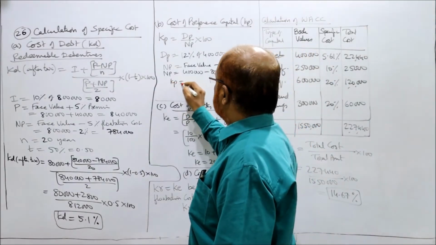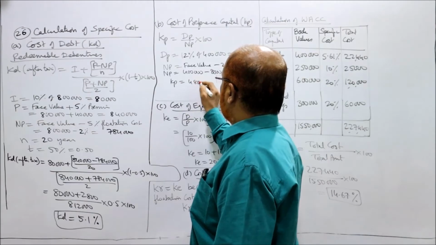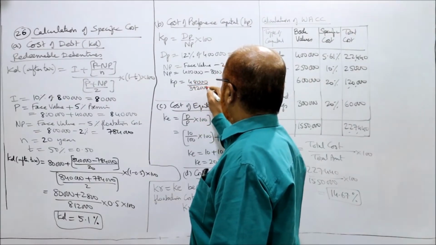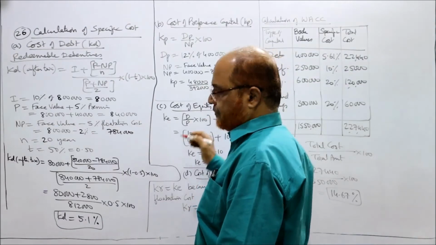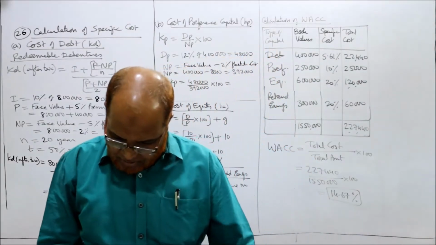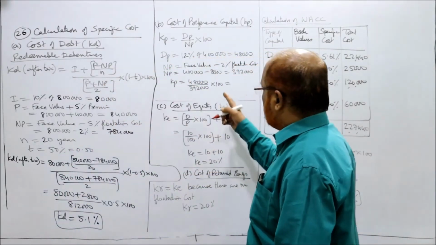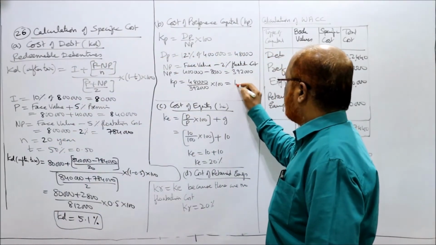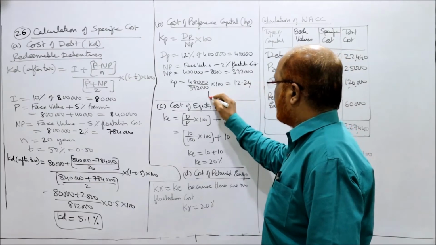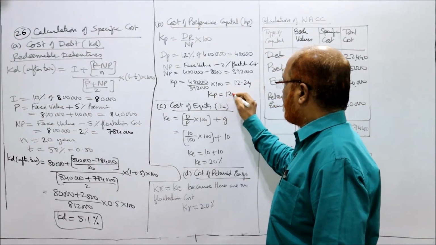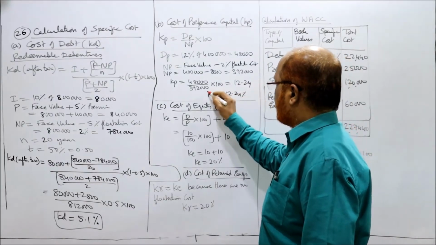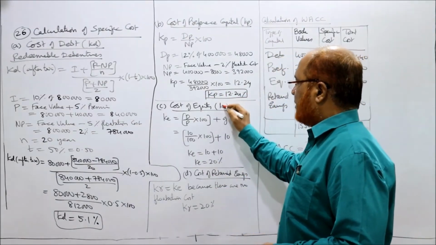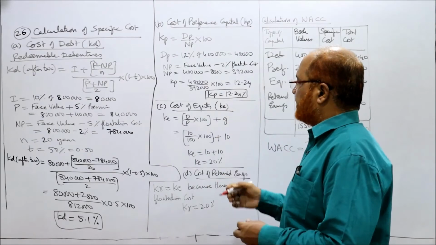Then KP is equal to 48,000 divided by 3 lakh 92,000 into 100. It comes to 12.24%. KP completed.